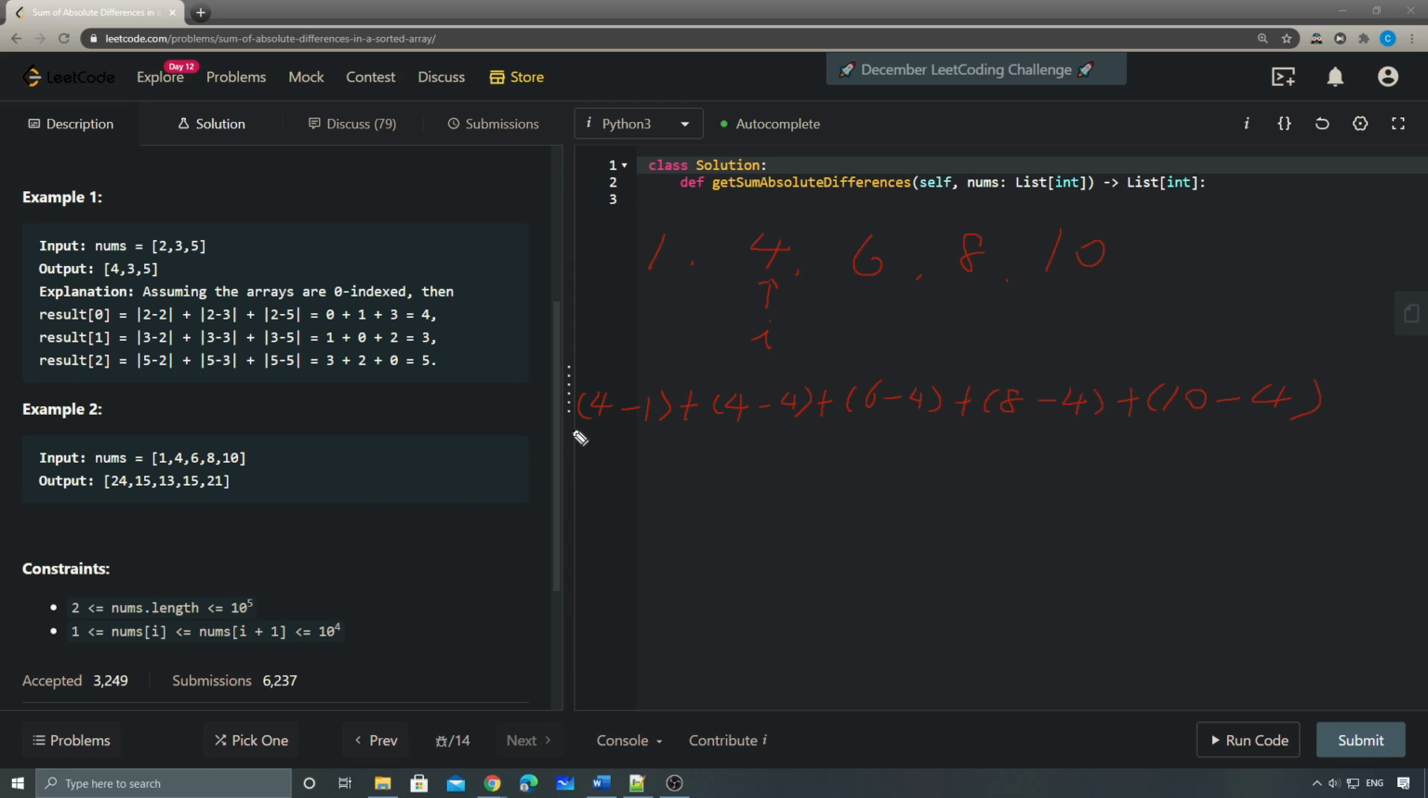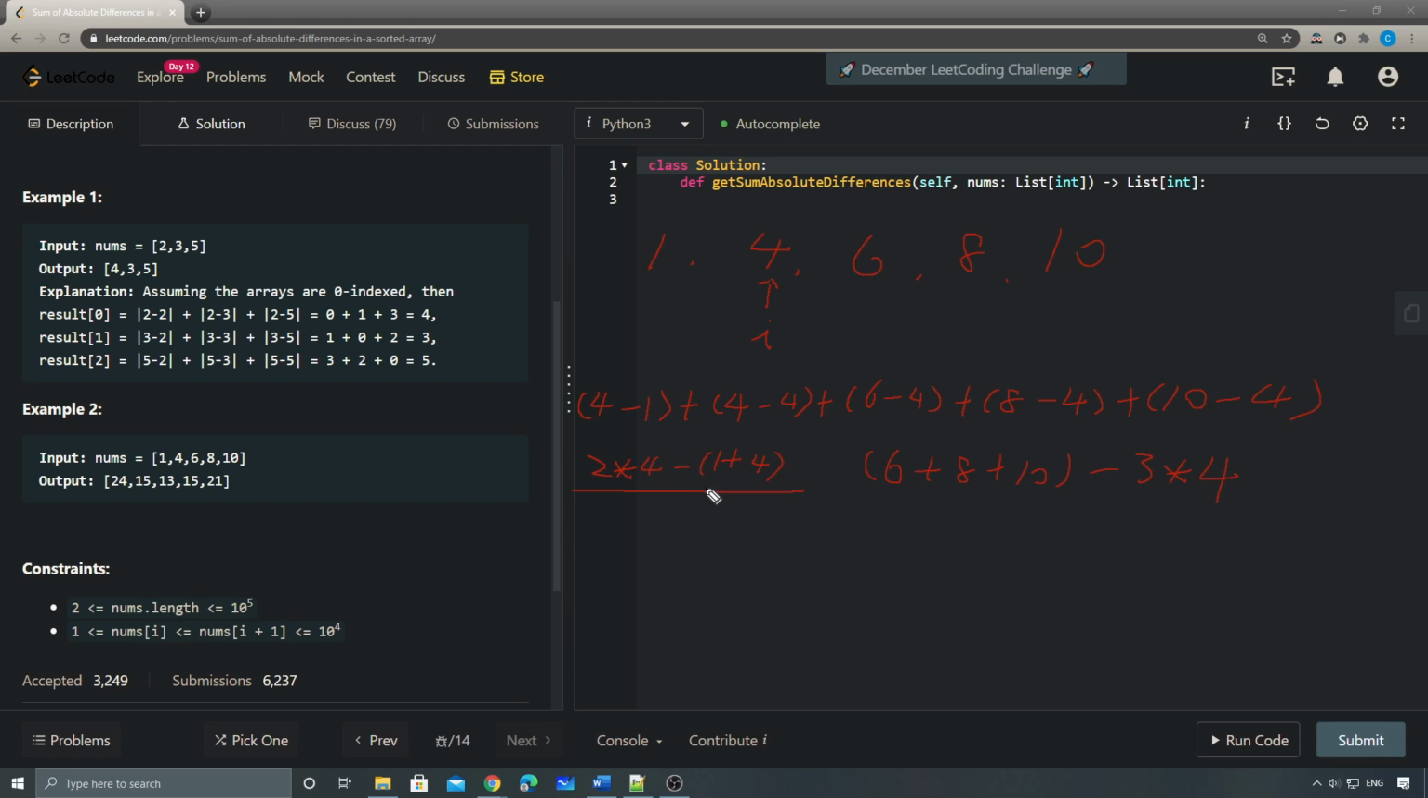So what is the pattern? We have 2 times 4, minus this 1 plus 4. So this is the first part. Basically I'm including this 4 in the first part. And the second part is 6 plus 8 plus 10, minus 3 times 4.